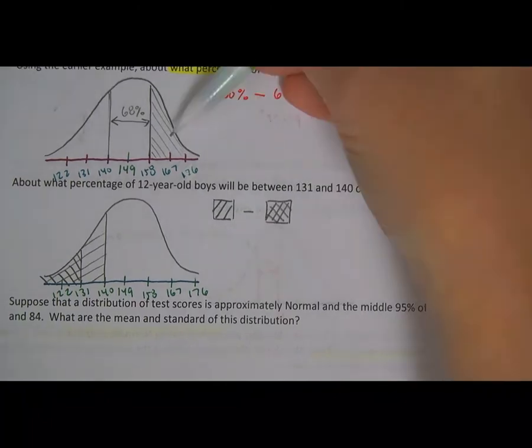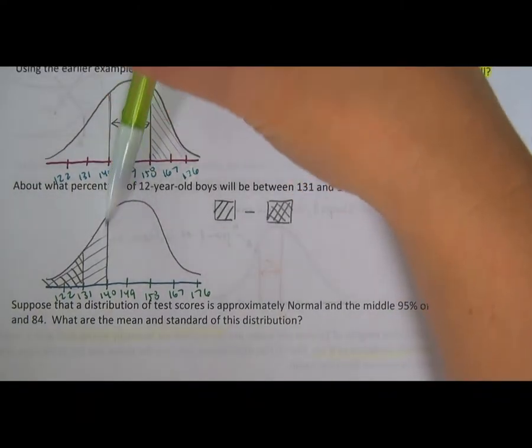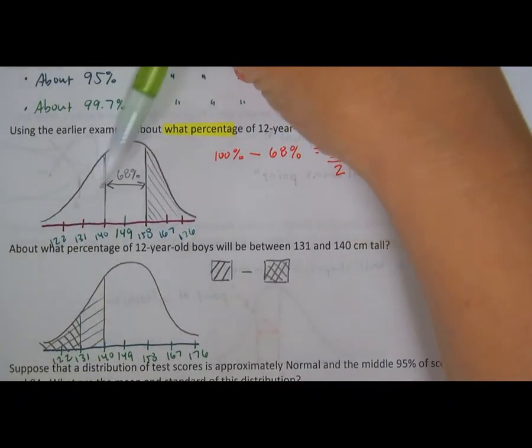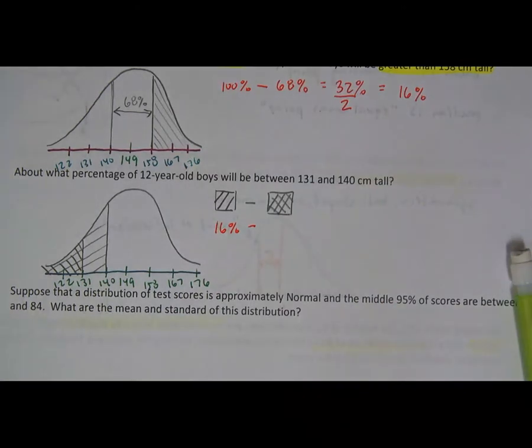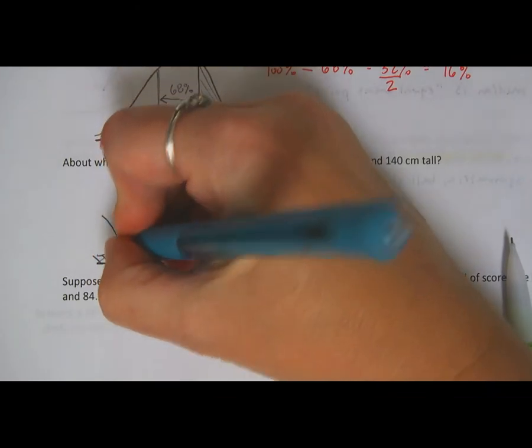I'm going to use the work that I already did up here to help me out. What percentage of boys are shorter than 140? 16%, because it's the same as the 16% over here. So we've already done that work, we don't need to do it again. The same way we found that 16%, we're going to find the cross-hatched area. Any ideas? Not divide by 2, we're not there yet. How do I find just the percentage of boys shorter than 131?